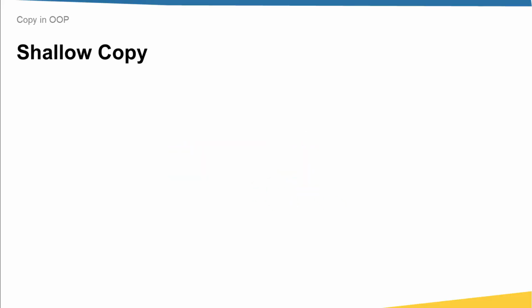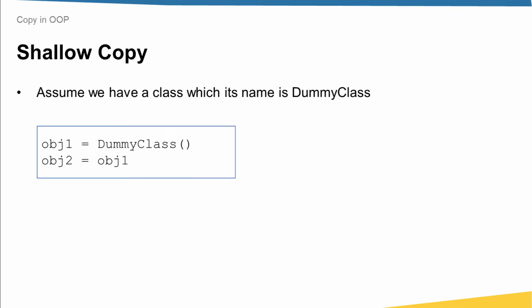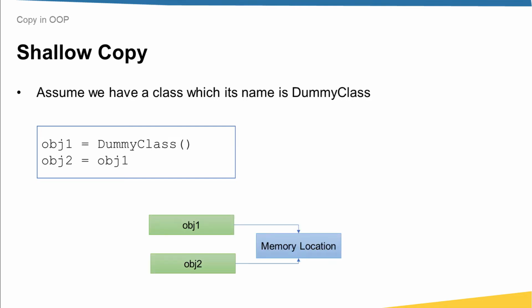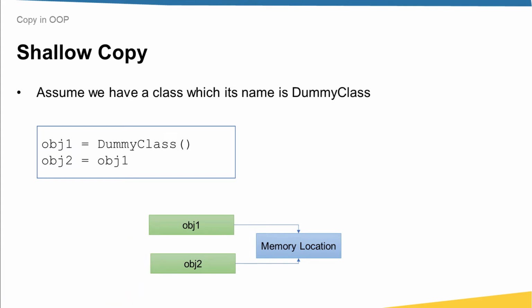First of all, let's start talking about shallow copy. In order to understand the idea, let me assume that I have a class, its name is dummy class. From this class, I will first define an object, its name is object1, and then I'll define another object which is object2 equal to object1. In this case, what happens in Python is the following. Object2 will be a reference to the same location that object1 refers to. In other words, object2 is not a standalone object. Object2 is just a reference to the same location.